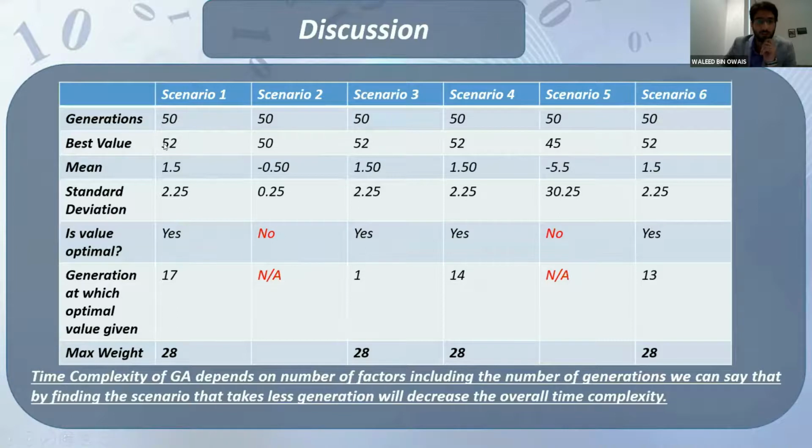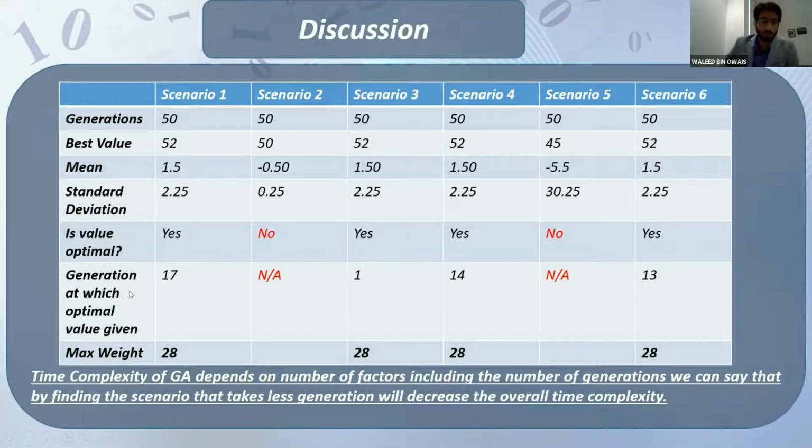Now the best value that we got in scenario 1 was 52. In scenario 2, we saw it was 50. Scenario 3, 52. 52 in scenario 4, and 45 in scenario 5, remember, our algorithm converged to 45, and scenario 6 was 52 as well. So this is just the mean and standard deviation from the mean of the entire optimal solution. So did it give the optimal value? Only scenario 1, scenario 3, scenario 4, and scenario 6 gave us the optimal.